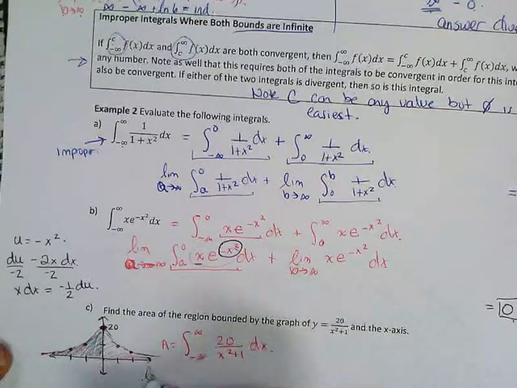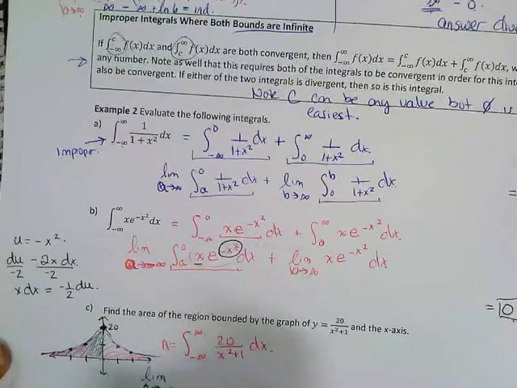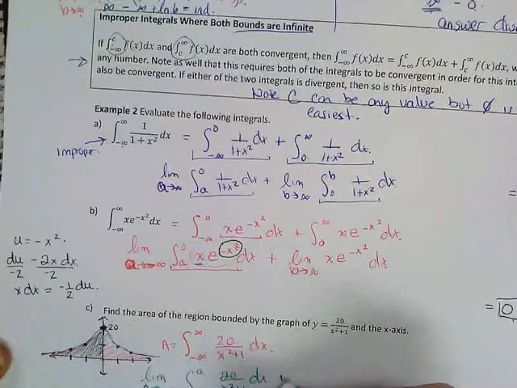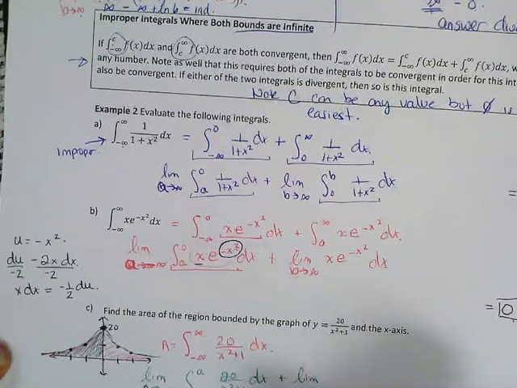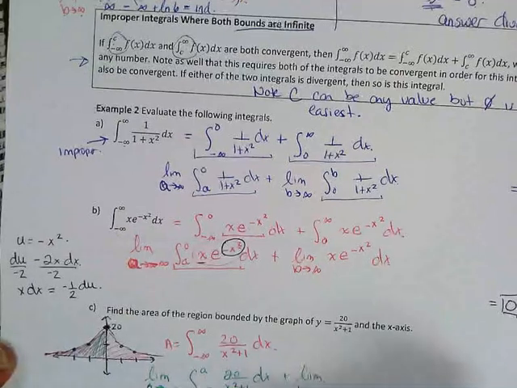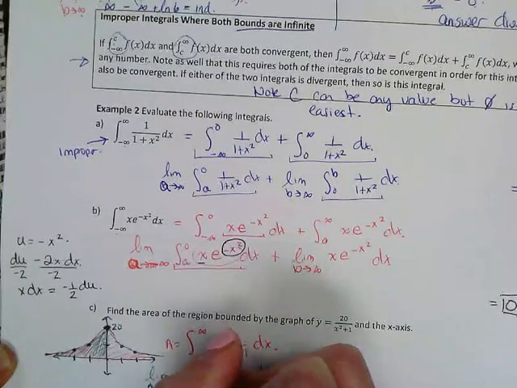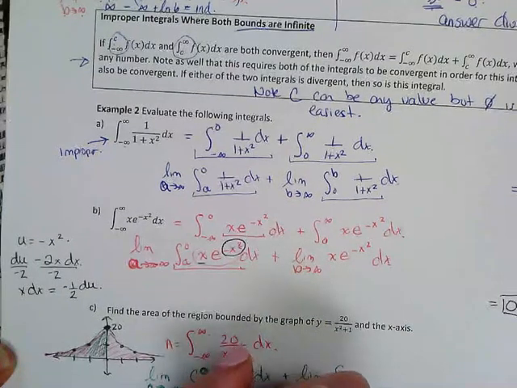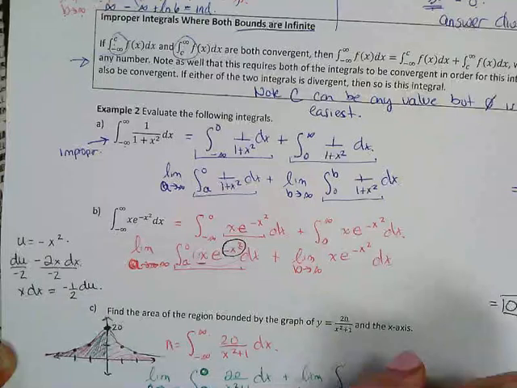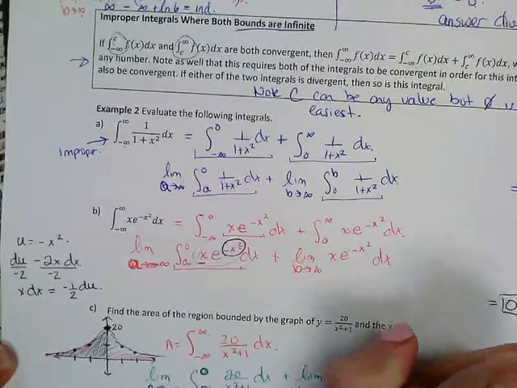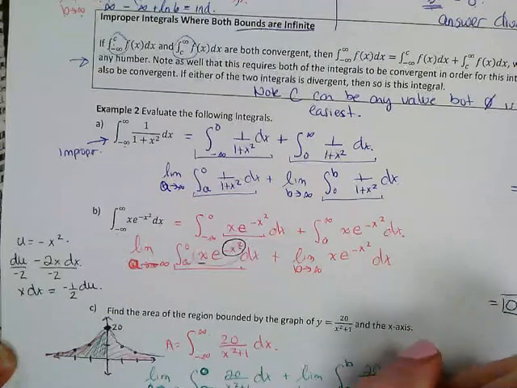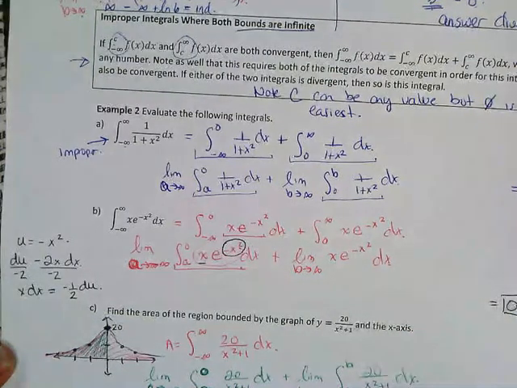So I'm going to just right away write it with a, the limit as a approaches negative infinity, from a to 0 of 20 over x squared plus 1, plus the limit as b, because it's a separate area, approaches infinity of the integral. Sorry guys, this is supposed to be 0, this is supposed to be a, and then here we're going to have 0 to b of 20 over x squared plus 1 dx.